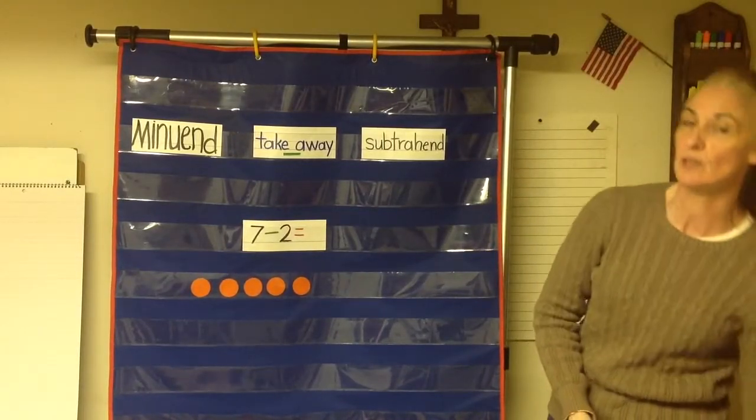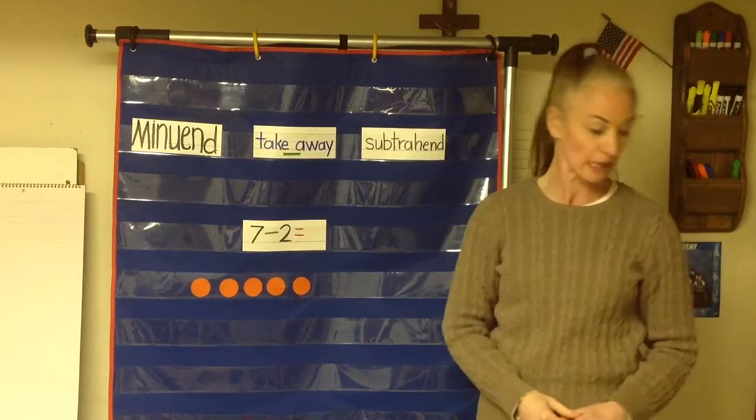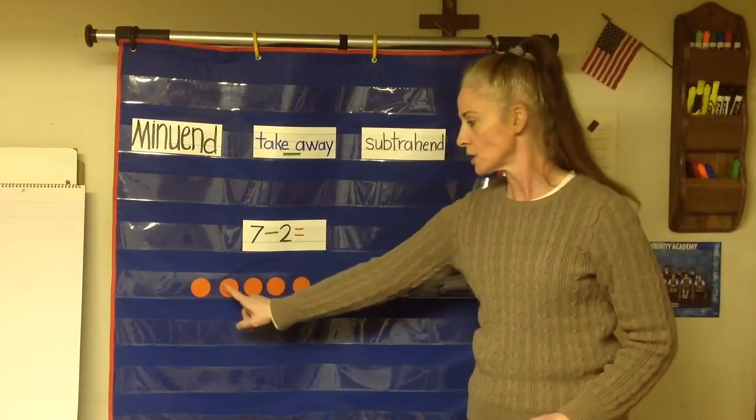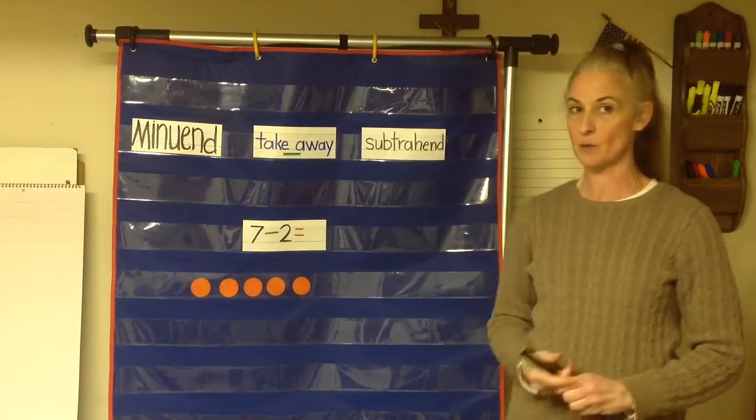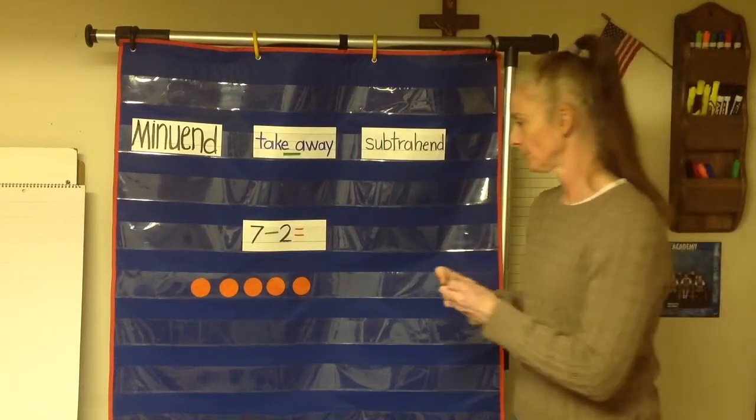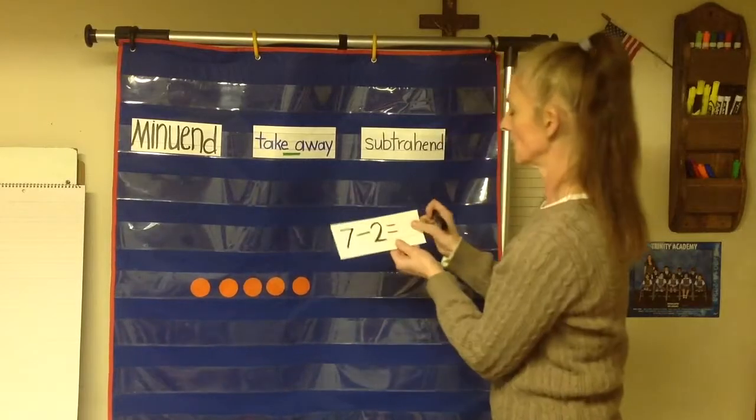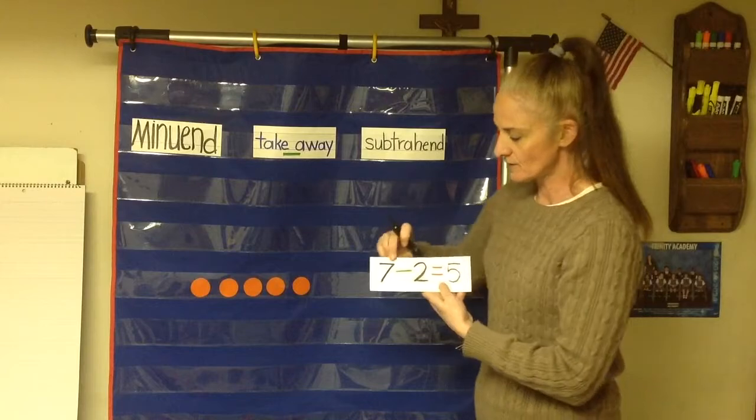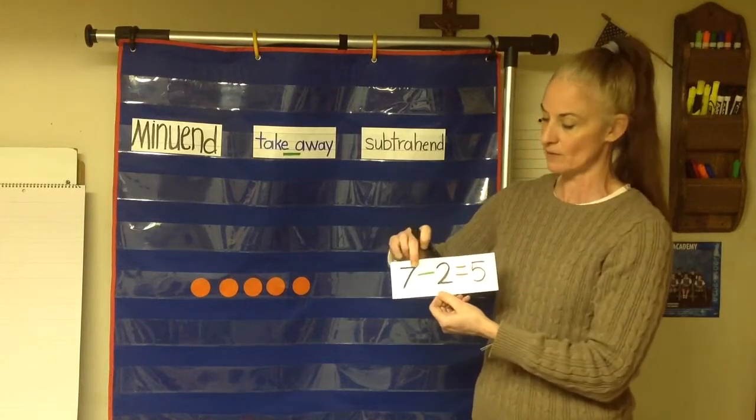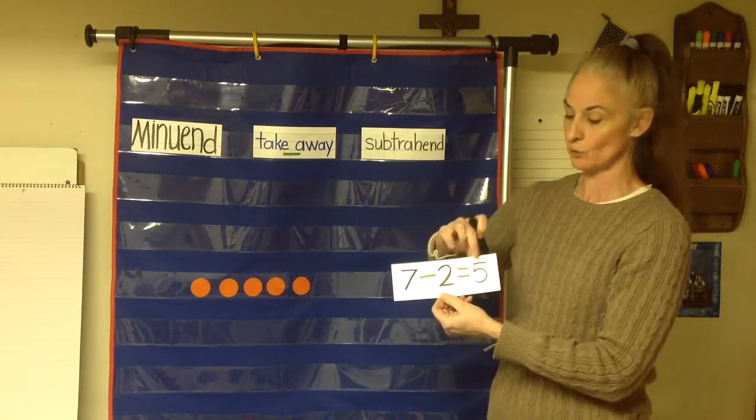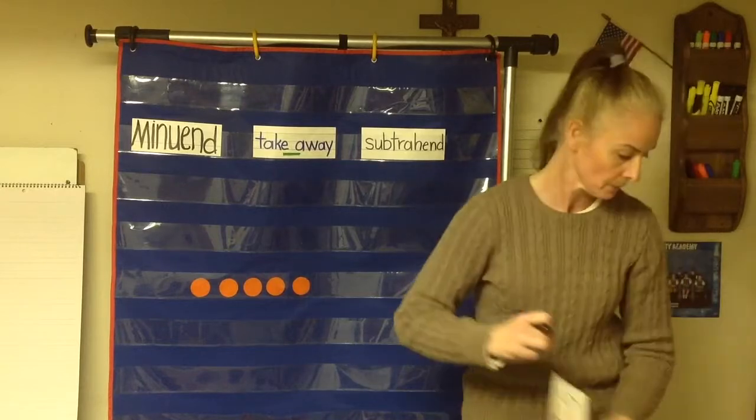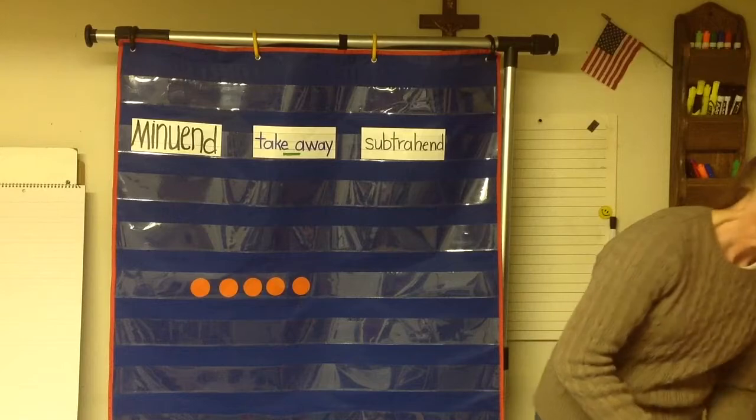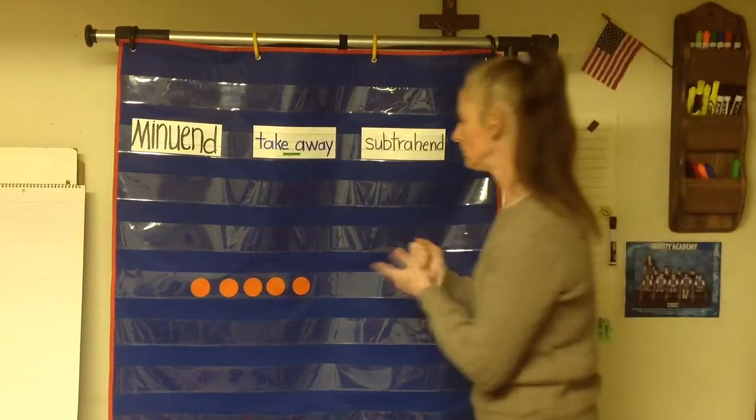Now we want to see the difference. How many are left? That will be our difference. Let's count. 1, 2, 3, 4, 5. Is that what you got? Okay, good. So then you will write equals 5. 7 minus 2 equals 5 is our difference. 5 are left. Okay, erase your board.